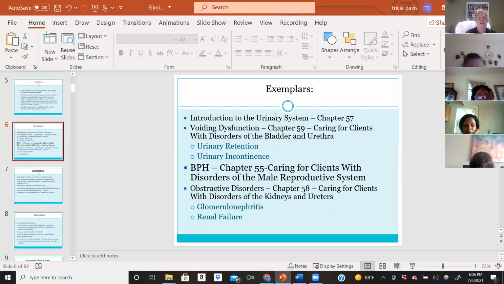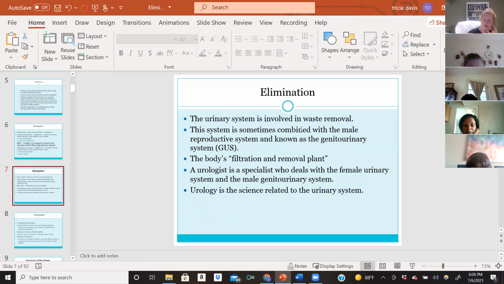So our exemplars for tonight, we're going to be looking at the urinary system, voiding dysfunctions, disorders with the bladder and the urethra, particularly urinary retention and incontinence. We're going to talk about BPH, which is a disorder that occurs in our male patients. We're going to talk about glomerular nephritis and renal failure, and also dialysis. So we know that our urinary system is involved in waste removal.